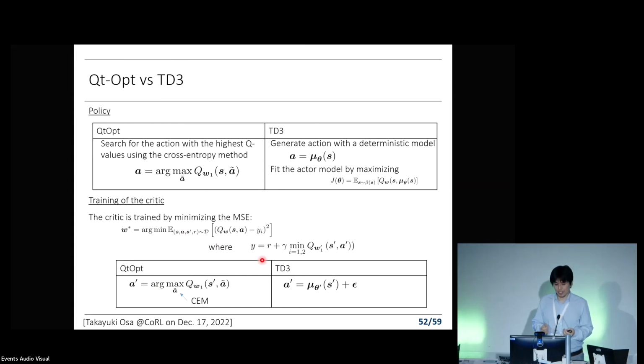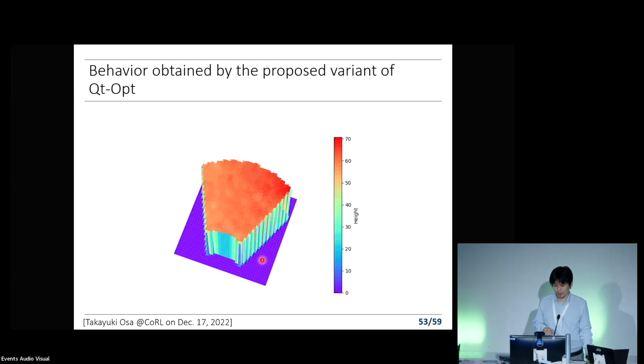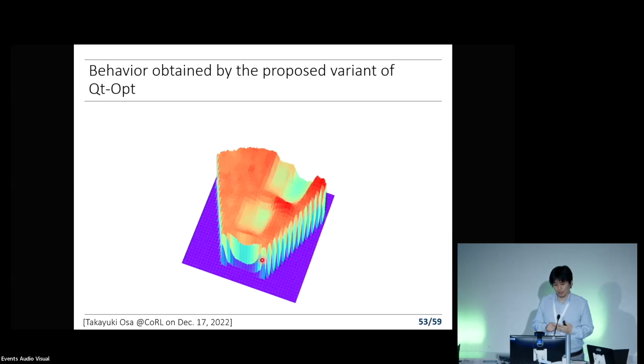Before explaining our result, I will quickly review the difference between Qt-opt and TD3. There are differences mainly in the policy representation. In Qt-opt, we search for the action with the highest Q value using the cross-entropy method, which is a stochastic optimization-based method. So we do not have an explicit policy model in Qt-opt. In TD3, we have a neural network that outputs actions in a deterministic manner, and we train the actor network by maximizing the expected Q value. The training of the critic is almost the same in both methods, and we employ double Q learning, and the difference is just how to generate actions when we compute the target Q values. So the difference is just how to generate actions. And in this study, we observed that Qt-opt can learn an appropriate policy to excavate the target area.